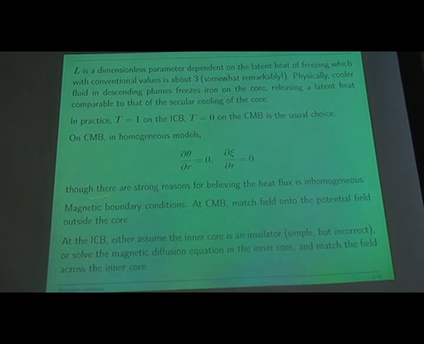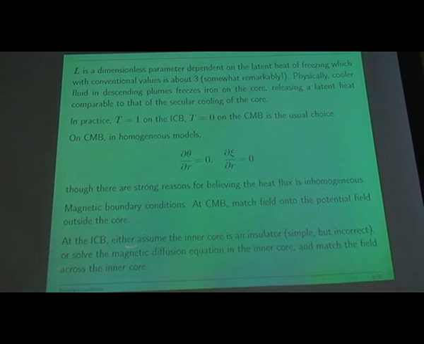So yeah, and now there's also magnetic boundary conditions which have to be chosen. The most commonly used, I would say, are to match it on the potential field outside the core. That's completely standard, everybody does that. At the inner core boundary, there are two choices.